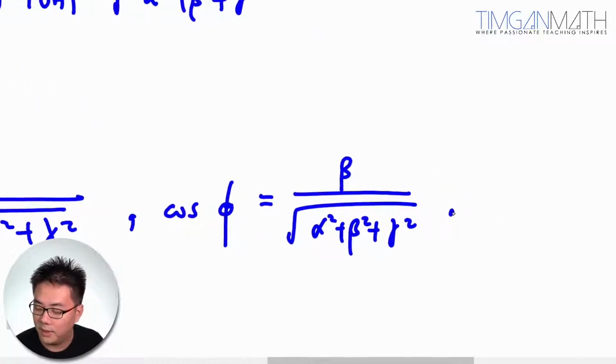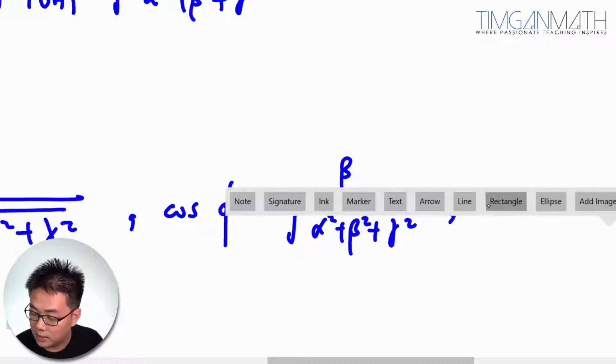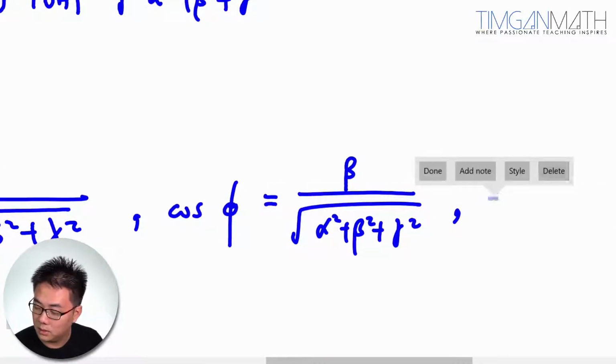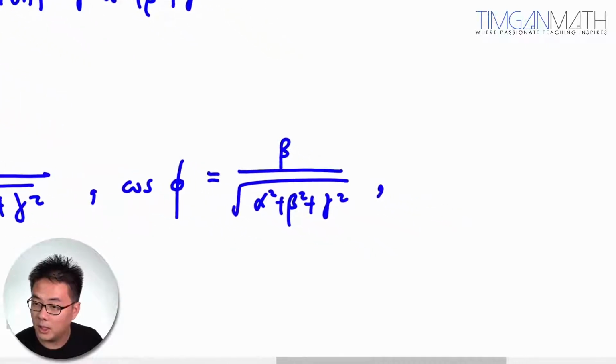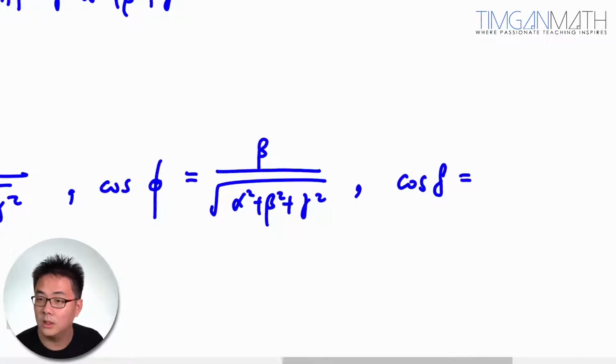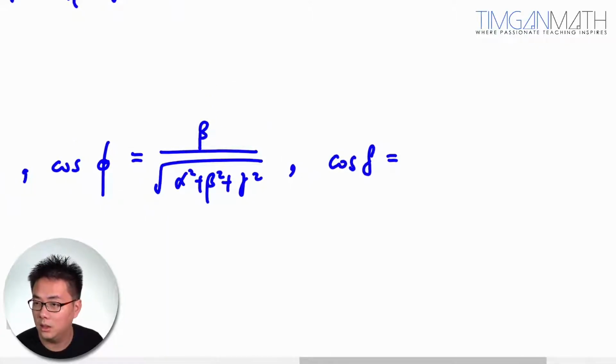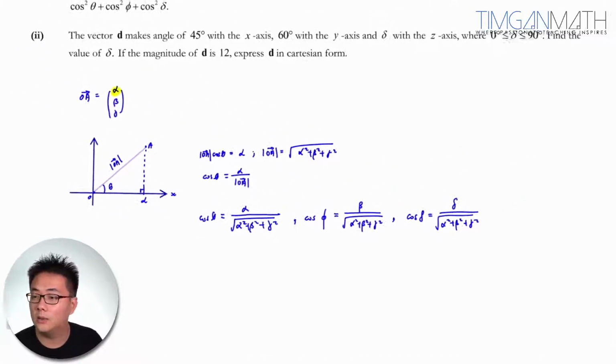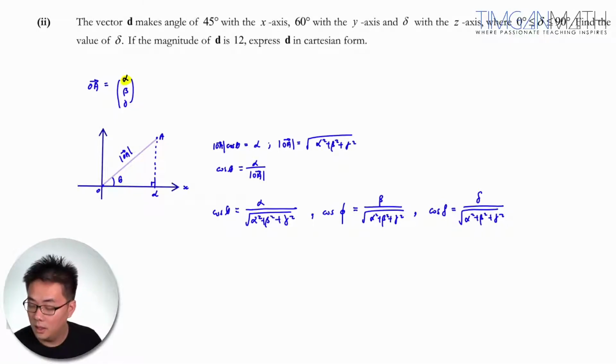And then after that you have cosine sigma. Cosine sigma would just be gamma over the square root of alpha square plus beta square plus gamma square. Okay, so there you go. This is what you will get.